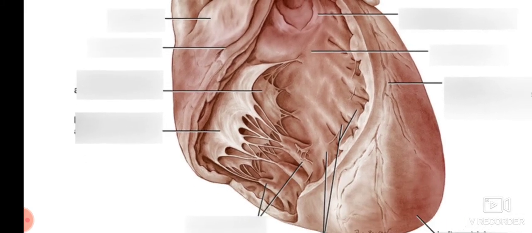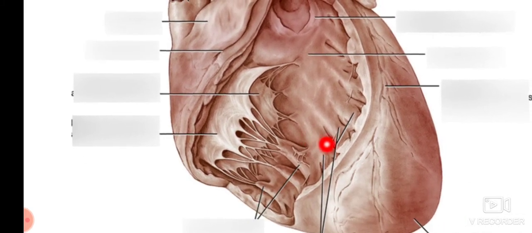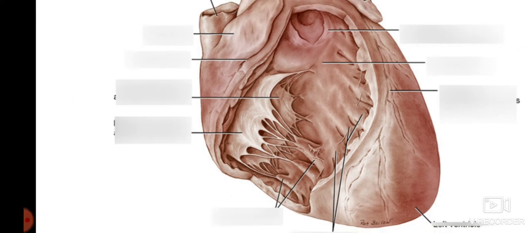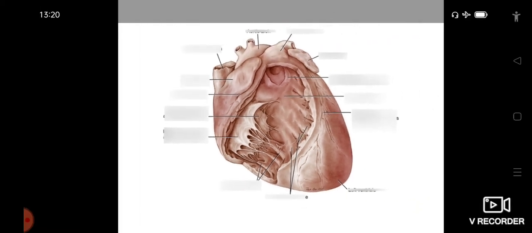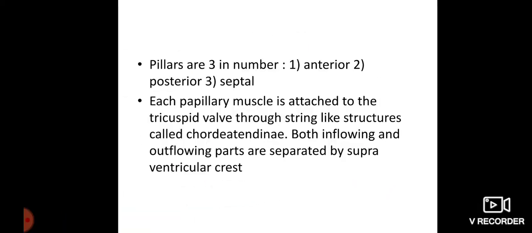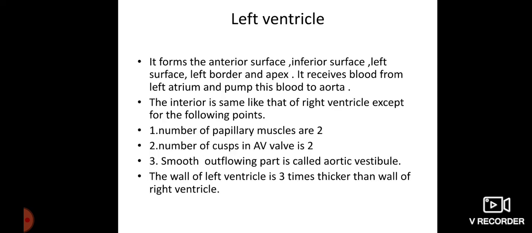In the interior, this diagram shows three papillary muscles as well as chordae tendineae and the cusps of the tricuspid valve. The pillars are three in number: anterior, posterior, septal. Each papillary muscle is attached to the tricuspid valve through string-like structures called chordae tendineae. Both the inflowing and outflowing parts are separated by the supraventricular crest.